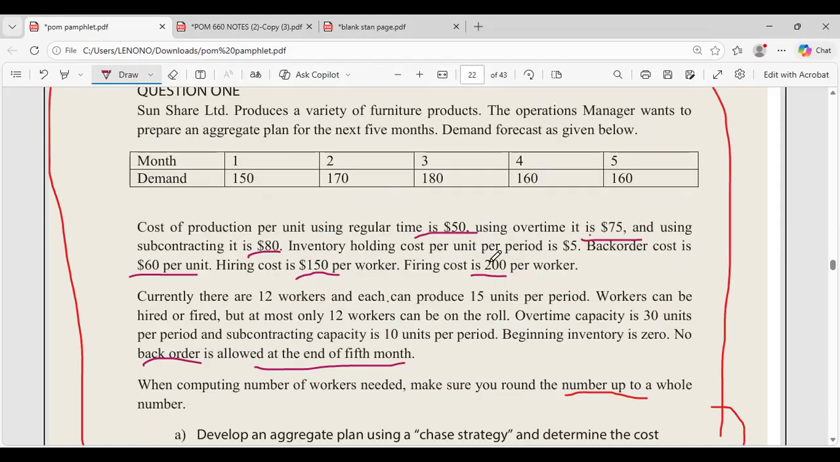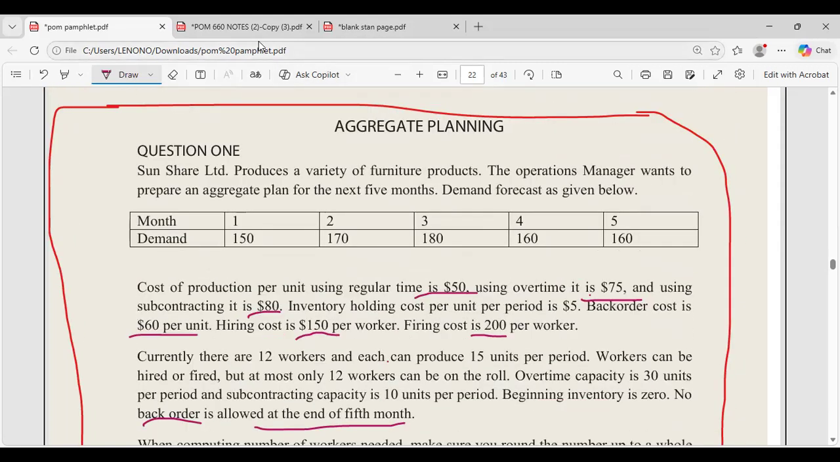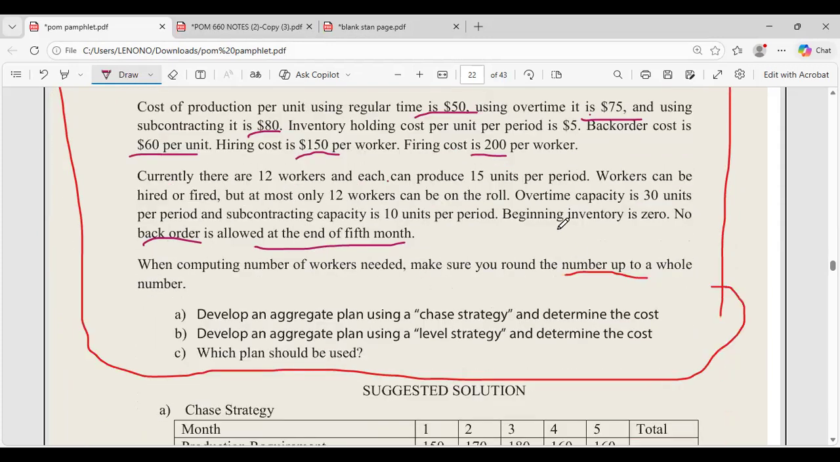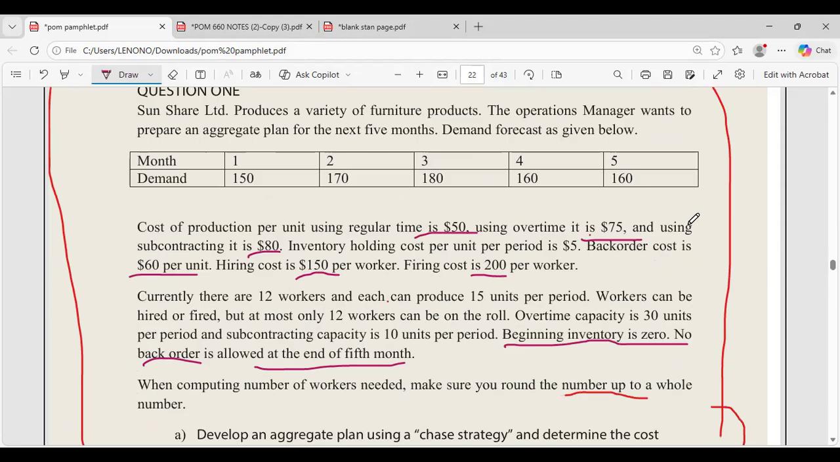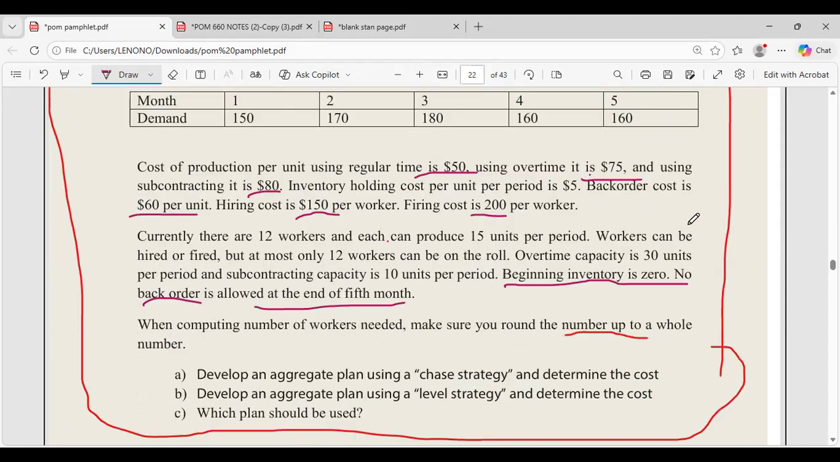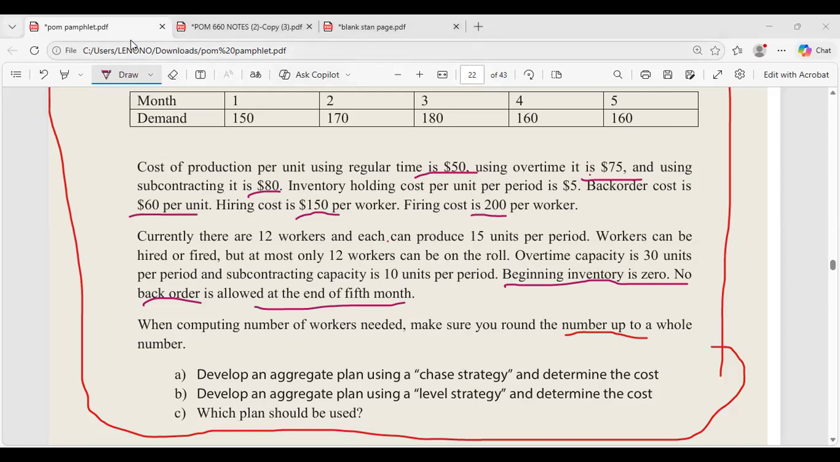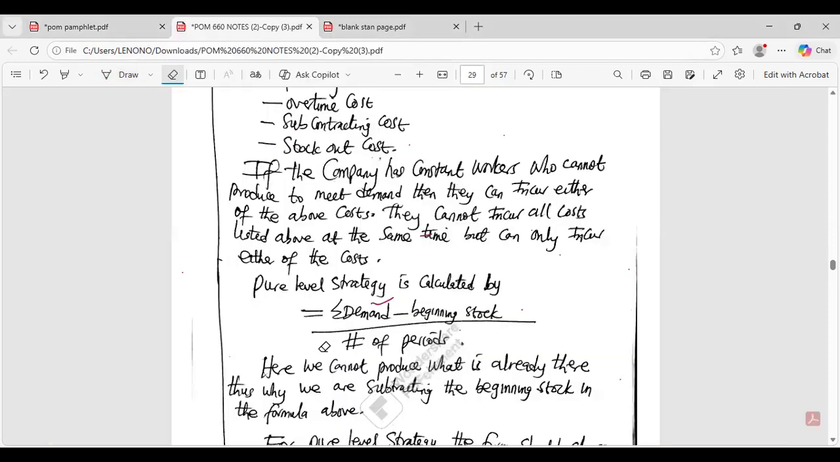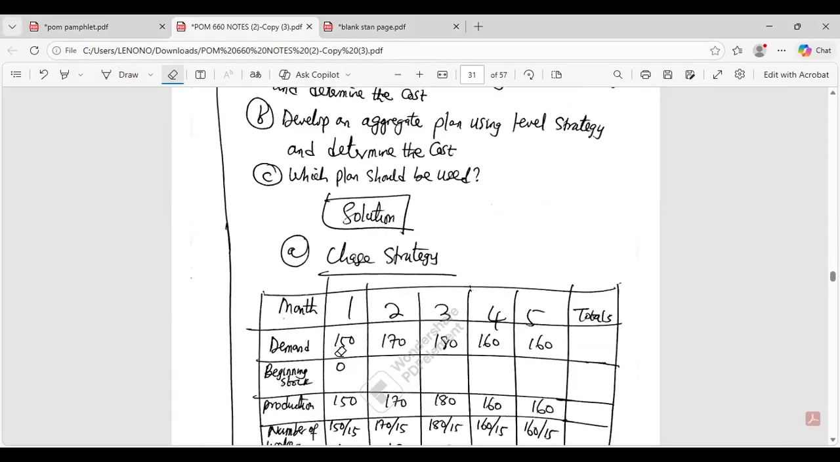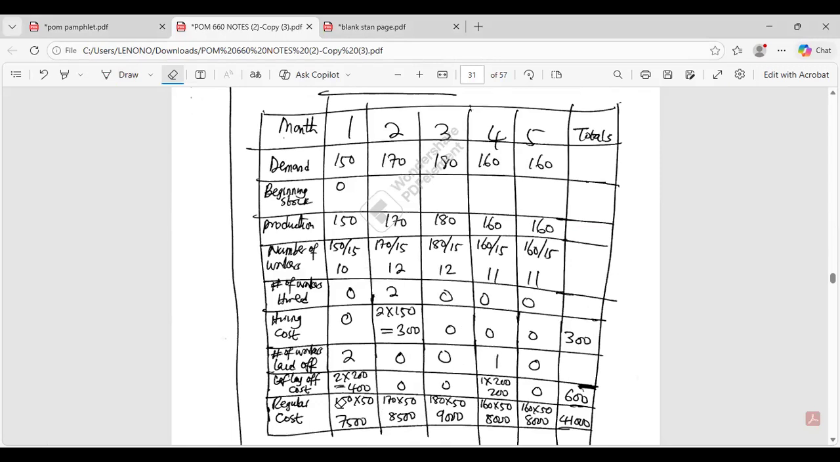So the solution comes here. It's the same question. What's our beginning stock? Beginning stock is 0 units. Yes. Okay. So since our beginning stock is 0 units, we are going to now solve. This is how the solution is supposed to be.